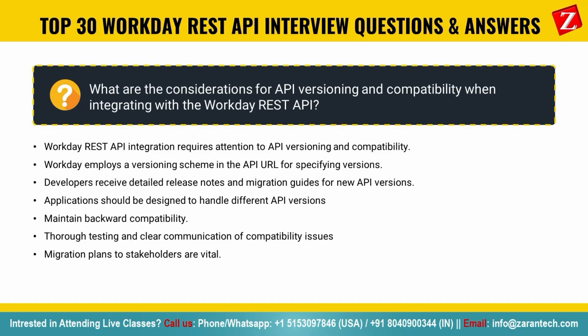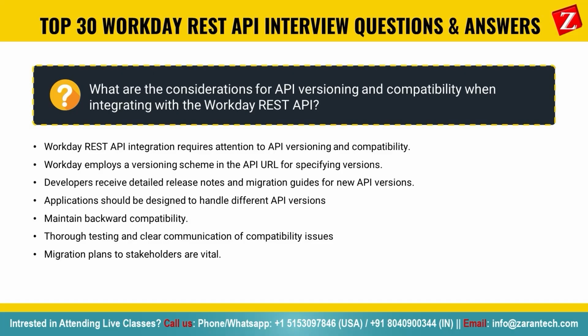Maintaining backward compatibility is paramount. This means ensuring that newer versions of the API don't break functionality for applications built on older versions. Thorough testing is essential to identify and address compatibility issues. Developers should test their integrations against different API versions to ensure compatibility across the board.